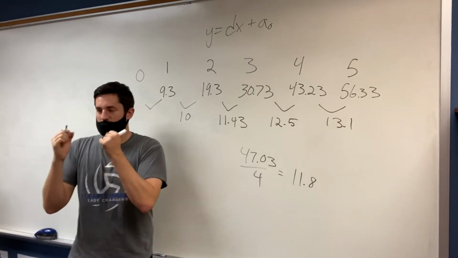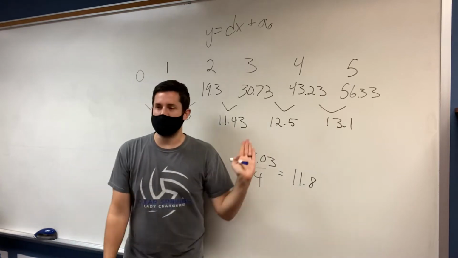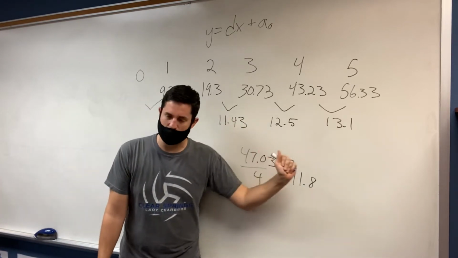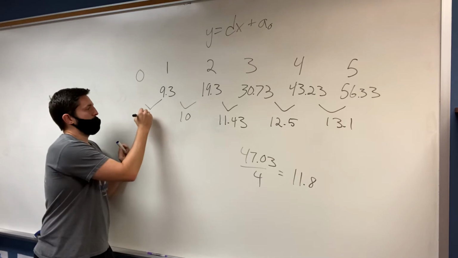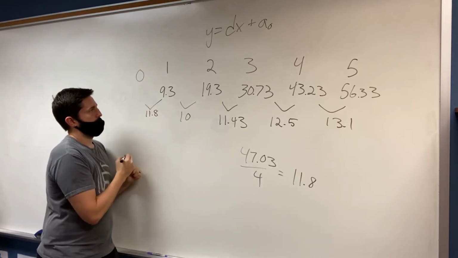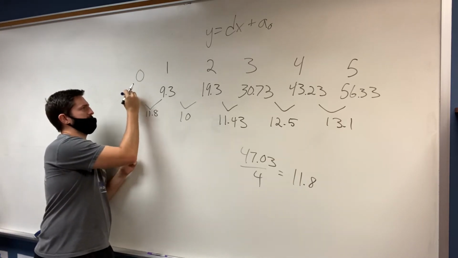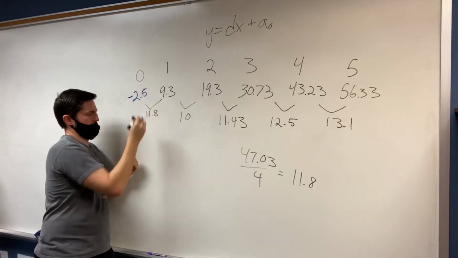That's the biggest thing, that the whole step is, oh, I don't have a difference. I have to find the average and then use that to go backwards, okay? So I'm going backwards 11.8, negative 2.5. Yeah, you got a negative.